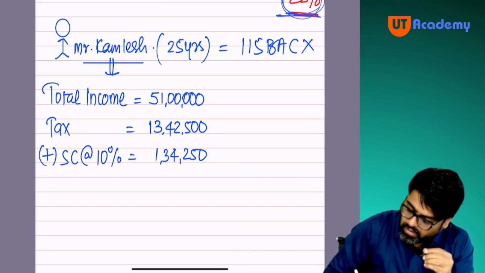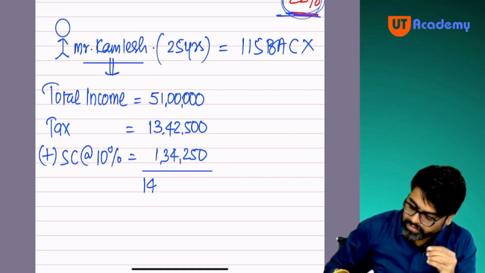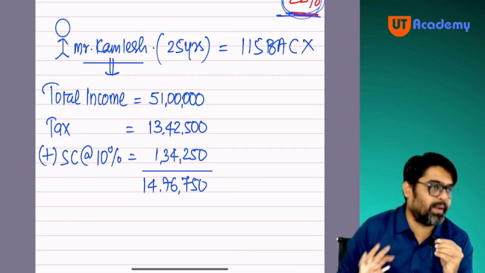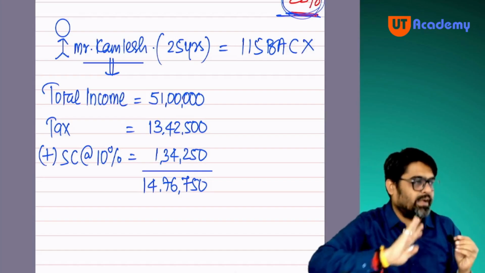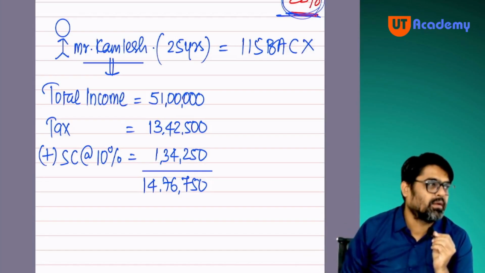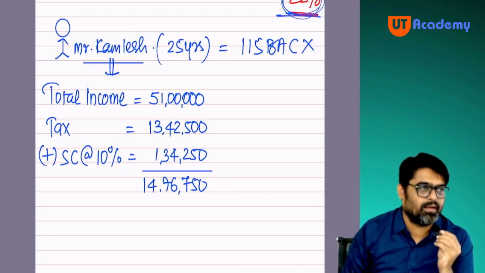1,34,250. Now add both the taxes. 14,76,750. This is the tax which he is supposed to pay, plus cess also, but let's not talk about the cess right now. Now tell me, don't you think he will be a little bit dissatisfied right now? Why?